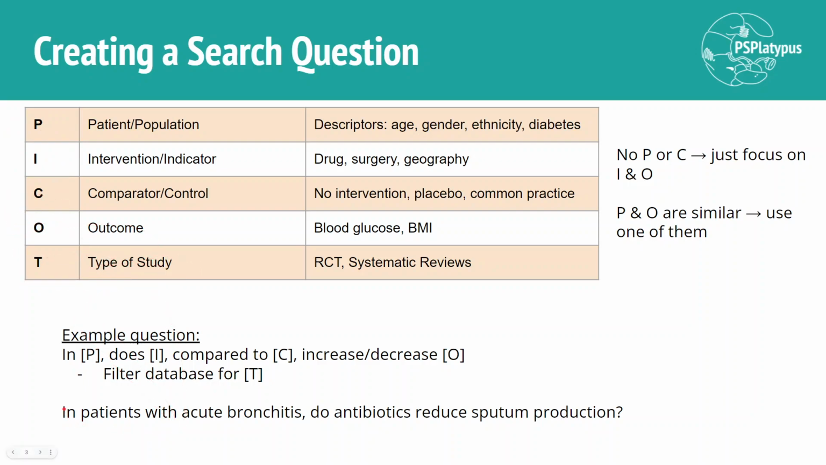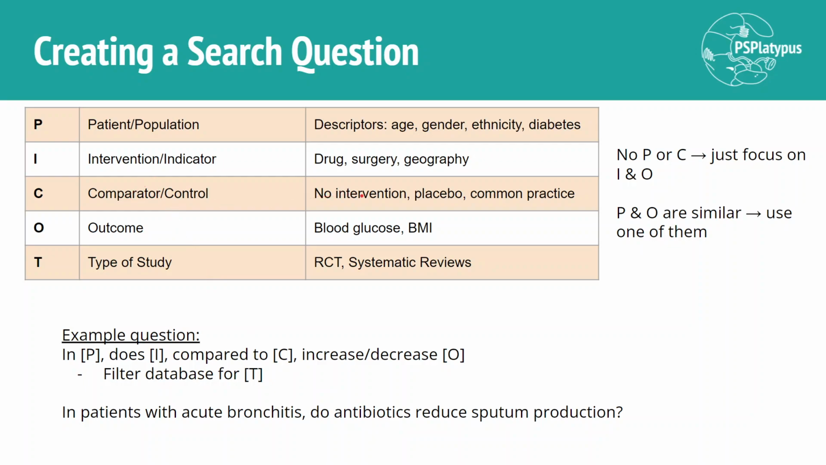So patient population, since our patient has acute bronchitis, we want patients with acute bronchitis. So that's a descriptor, any characteristic of the patient, and then intervention is what we do to the patient, so drugs or surgery, or it can be some indicator of the patient. Intervention is normally what we see. So, for example, in patients with acute bronchitis, do antibiotics. So that's going to be our I here.